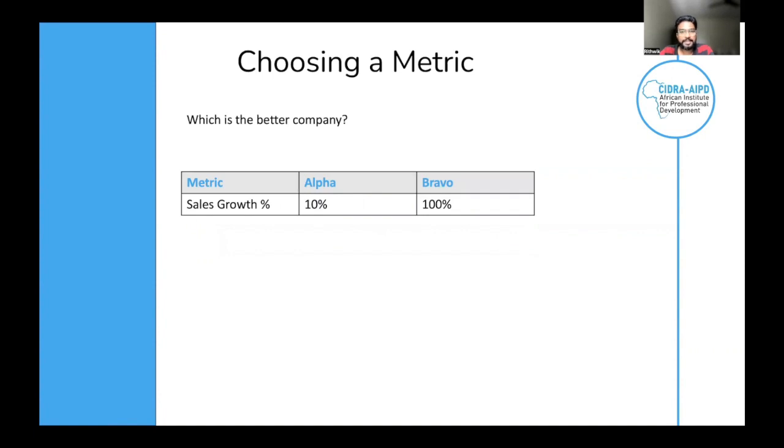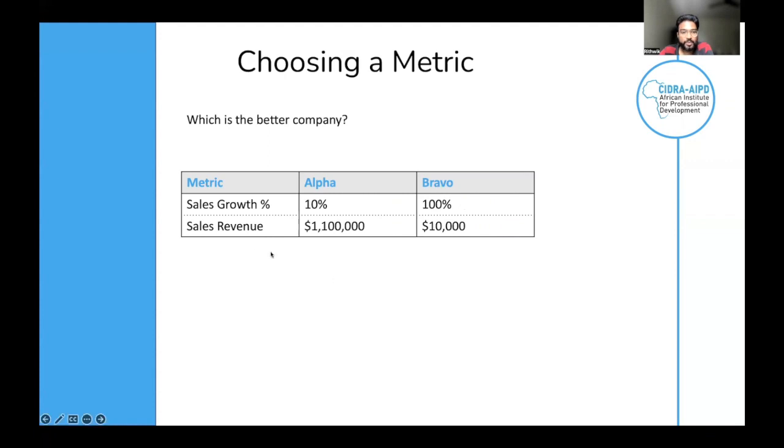So let's start with this example, right? Which is a better company, do you think, when you look at this table of metrics? The metric here is sales growth percentage, and we are comparing these two companies, Alpha and Bravo. Which is the better company here? You can pause your video if you wish and think about it. Okay. So immediately it seems that Bravo is the better company, right? Because it has grown 100%. It has doubled its sales.